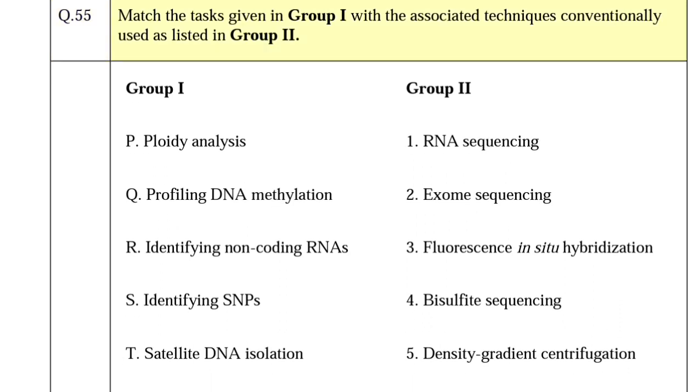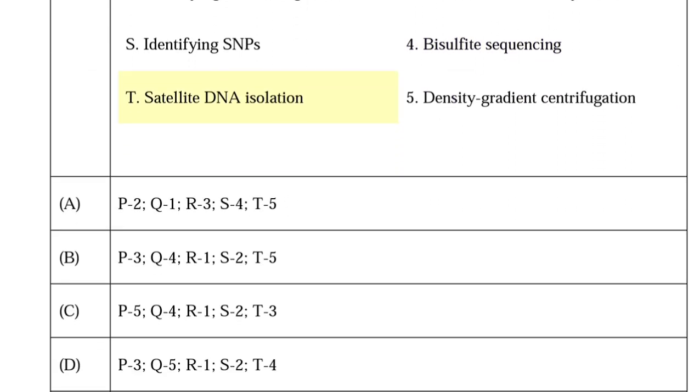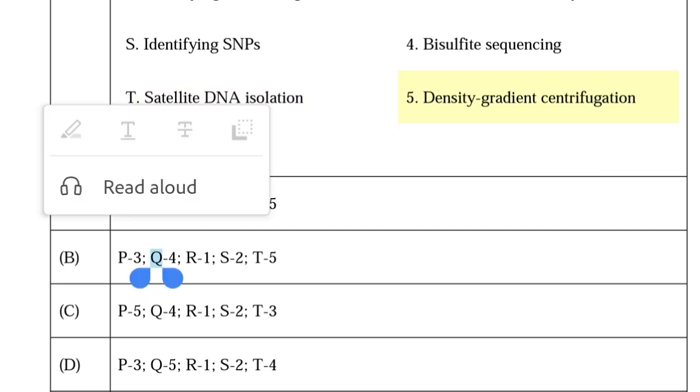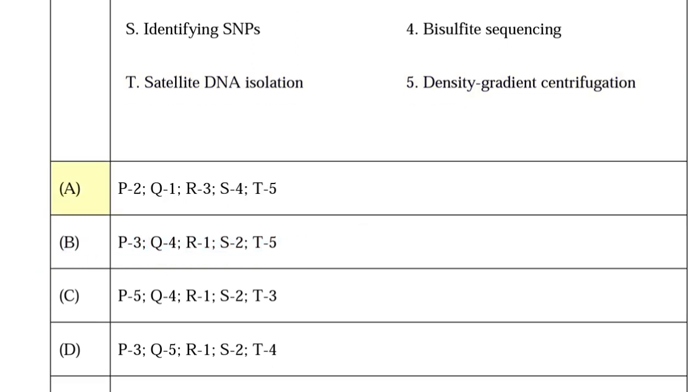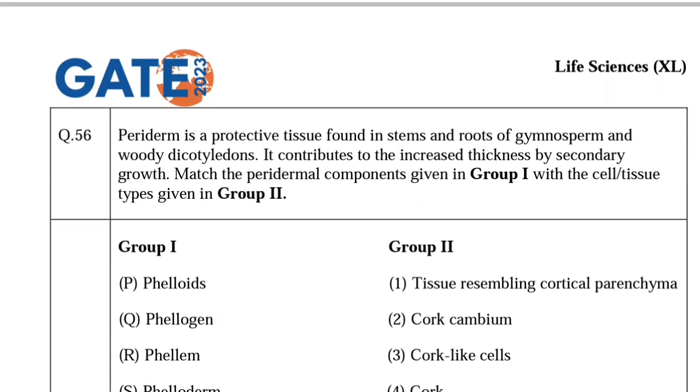Q.55. Match the tasks given in Group 1 with the associated techniques conventionally used as listed in Group 2. Group 1: P. Ploidy analysis, Q. Profiling DNA methylation, R. Identifying non-coding RNAs, S. Identifying SNPs, T. Satellite DNA isolation. Group 2: 1. RNA sequencing, 2. Exome sequencing, 3. Fluorescence in situ hybridization, 4. Bisulfite sequencing, 5. Density gradient centrifugation. A. P2, Q1, R3, S4, T5.